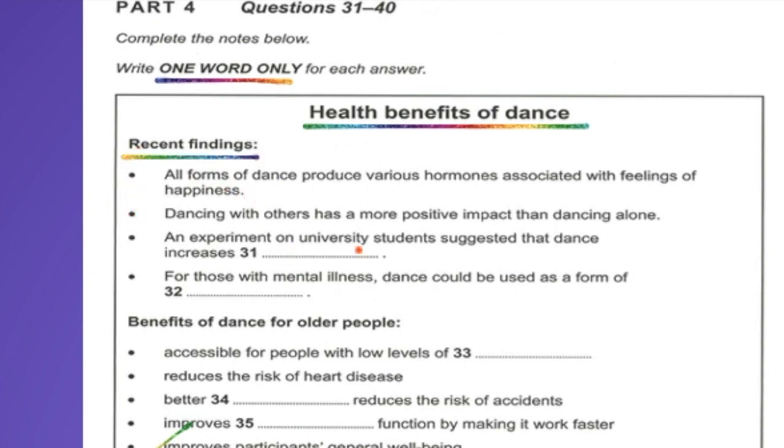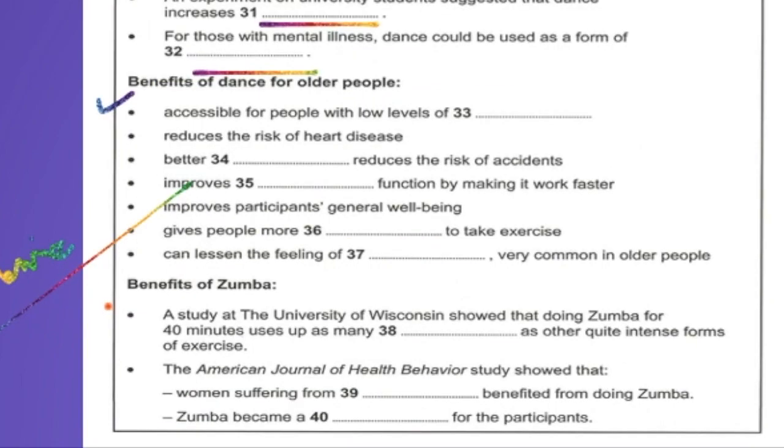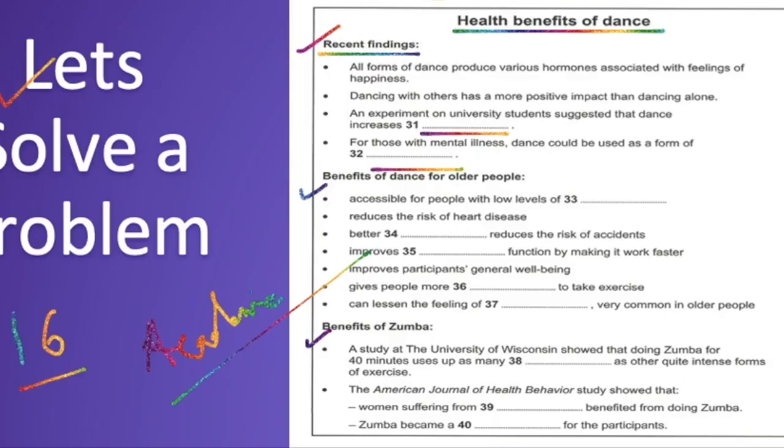And experiments on university students suggested that dance increases what? Okay. For those with mental illness, dance could be used as a form of dash. Okay. Benefits of dance for older people. Then benefits of Zumba. You won't be able to read the entire note in 30 seconds. So let's get going. I'm going to play the audio now.